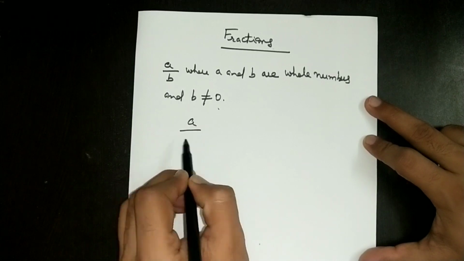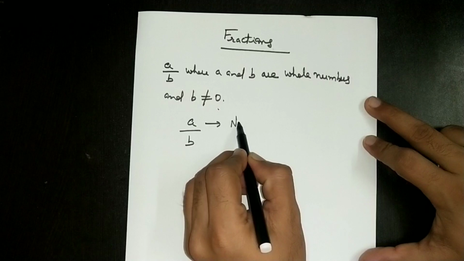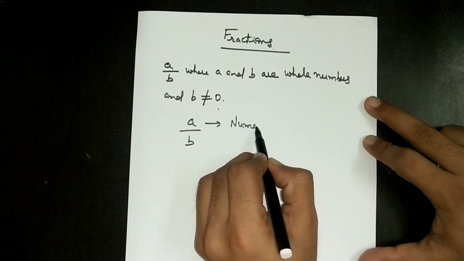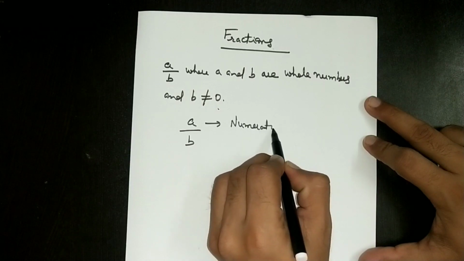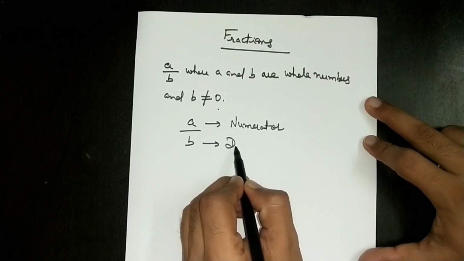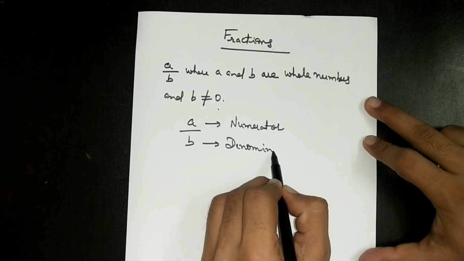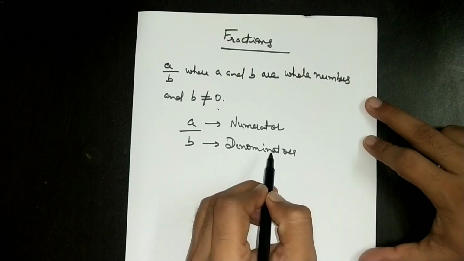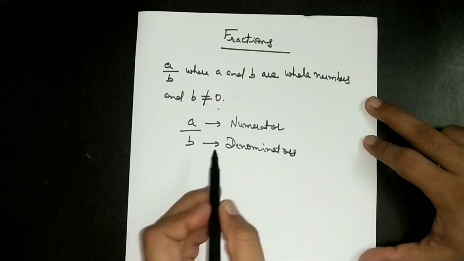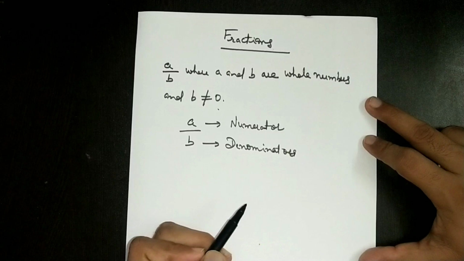In this fraction A divided by B, A is your numerator and B is the denominator. A is numerator and B is denominator.